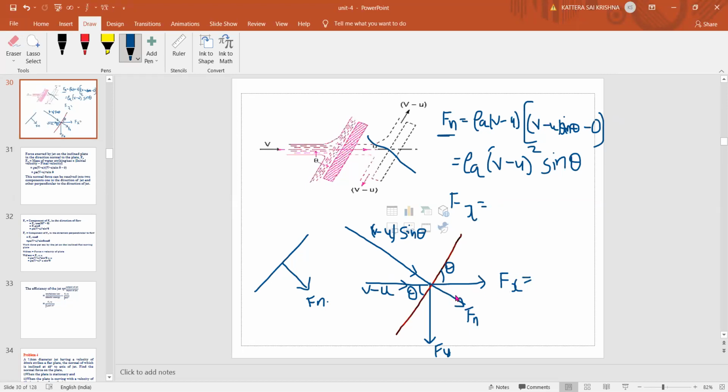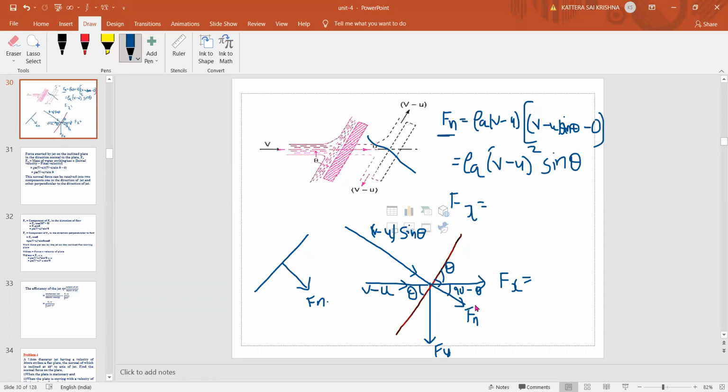Now if you see Fx, we need to resolve this here. We don't have the angle here. Here you can see this is 90 degrees, so you can resolve either this or this to that side. So it is 90 minus theta, because we know that to the plate, Fn will always be 90 degrees. So this is 90 minus theta.